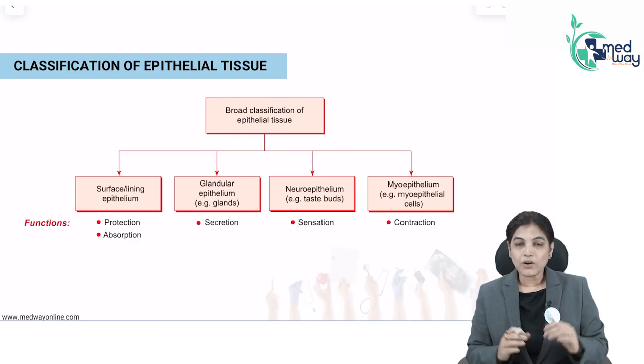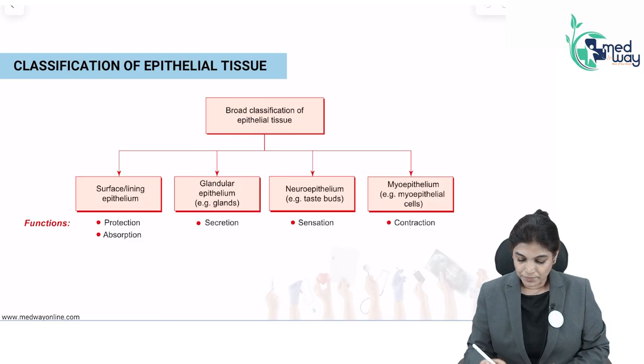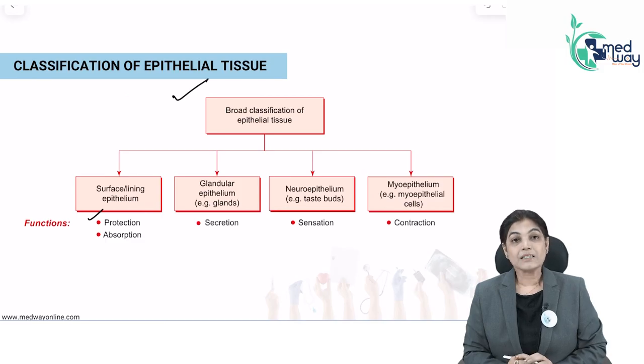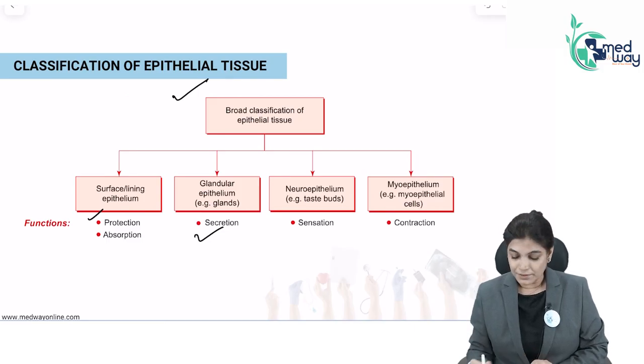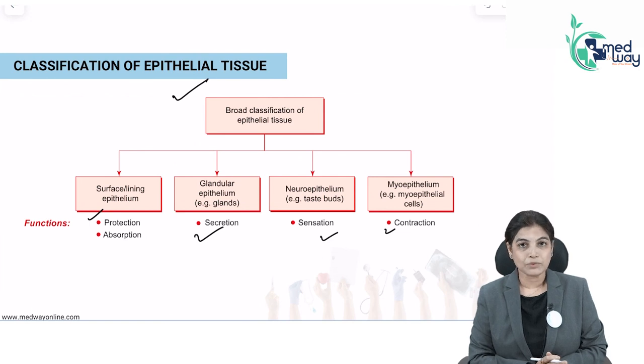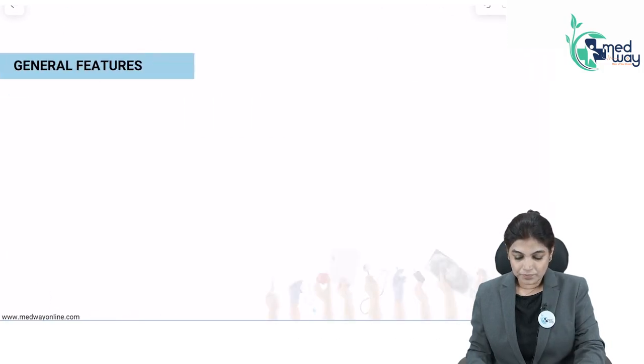Now, if I talk about the classification of epithelium, it is broadly classified into the following types. If we have a surface lining epithelium, the major functions are protection and absorption. Glandular epithelium has a function of secretion, neuroepithelium has a function of sensation, and myoepithelium has a function of contraction. So these are the major functions of epithelium which you have to know, and it's very important that you should know an example of each variety. So let's start with the general features.